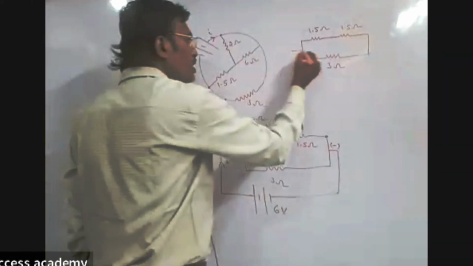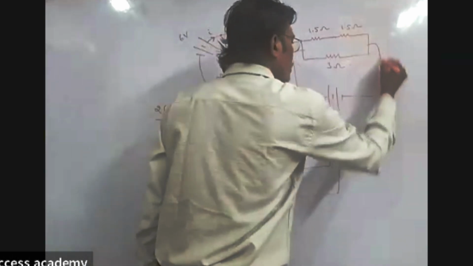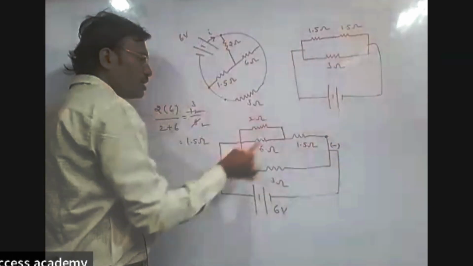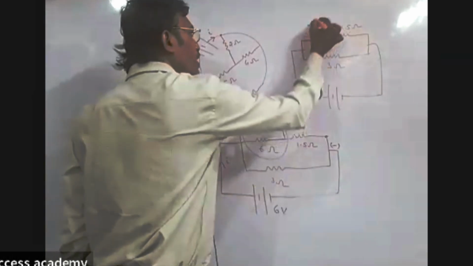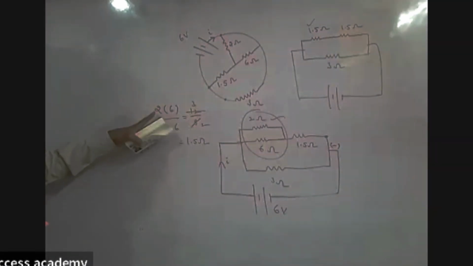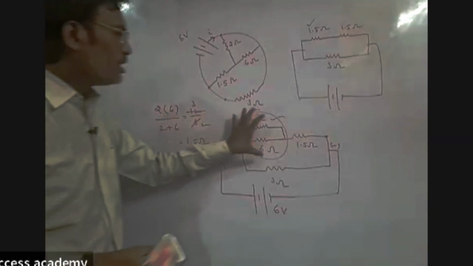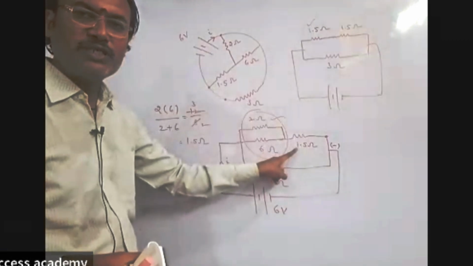And as usual, connect the battery like this. Replace this 2 ohm and 6 ohm with 1.5 ohm. The effective resistance between 2 ohm and 6 ohm is R1 R2 by R1 plus R2. That is 1.5 ohm we got here. Okay, that value I mentioned here. Anyway, in the circuit, one more 1.5 ohm is present.